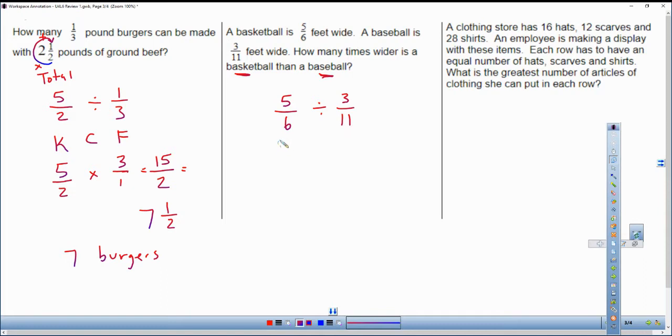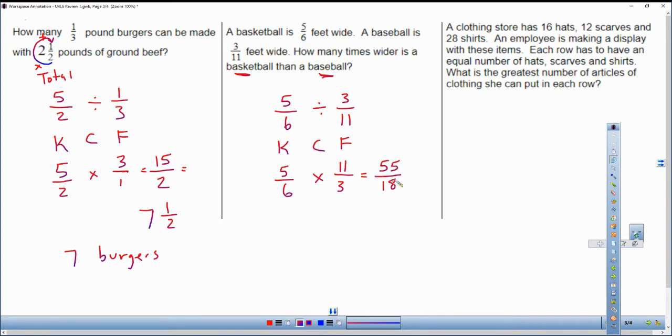The basketball is definitely wider, so we should get a number that is greater than 1. We'll see what it is, though. Keep, change, flip. Change the division to multiplication. Flip that fraction. I don't think we can simplify here. No, we cannot. So we multiply. 5 and 3, nothing. 6 and 11, nothing either. 5 times 11 would be 55. 6 times 3 is 18.